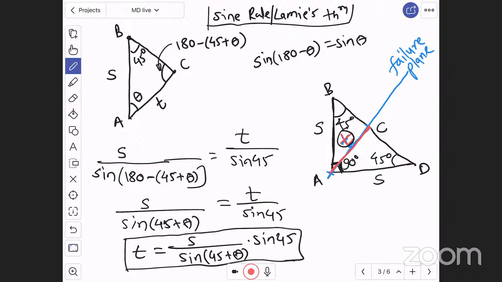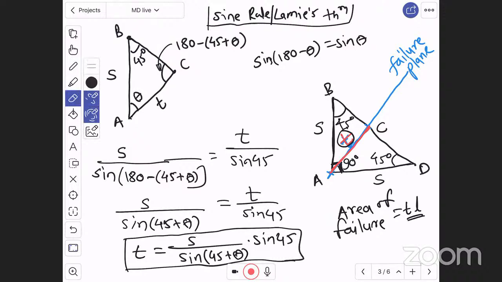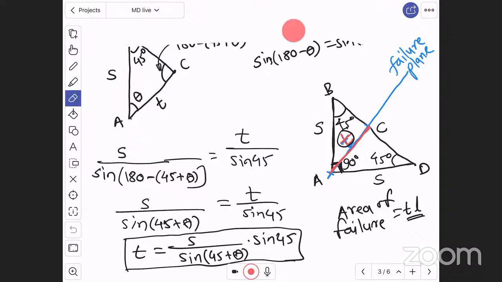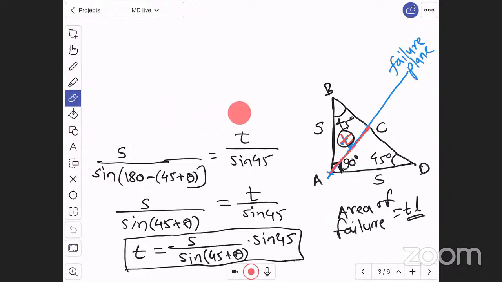And the area of failure, thickness T is the thickness at the failure plane. The area of failure will be thickness into length of weld, right? Definitely. Now we have to find this thickness. What will be the thickness when this weld is going to fail? Here I have derived this much, so I will use this result.